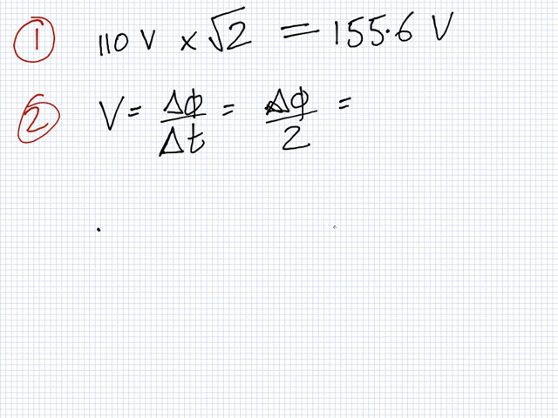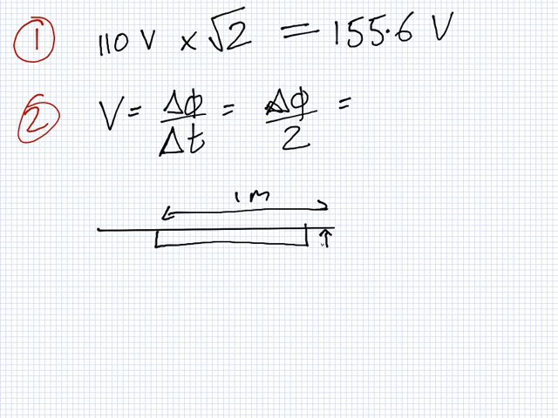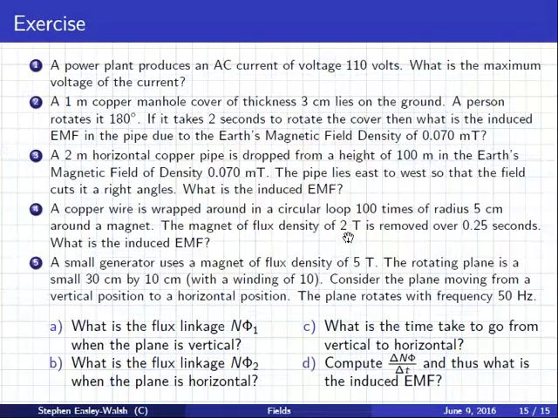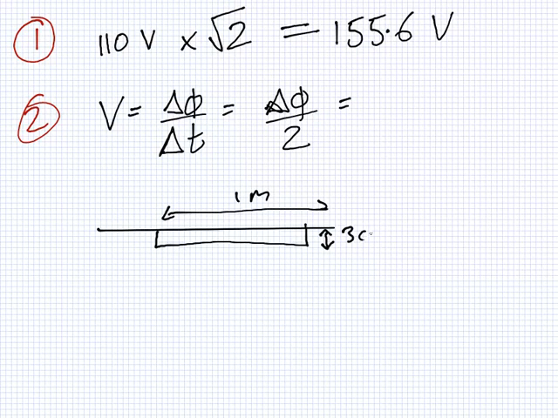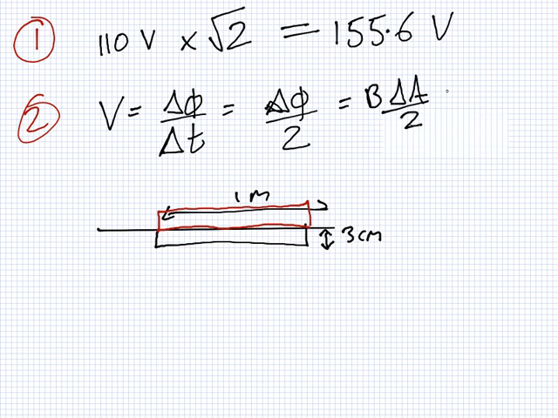If you look at the manhole cover, what is it? 1 meter this way, and 3 centimeters this way. So this moves up. So it's the area that changes. So this would be B change in area over 2. So at the beginning there's no area, and then you move it up and you get some area here. How much area? 1 meter and 1, yeah.